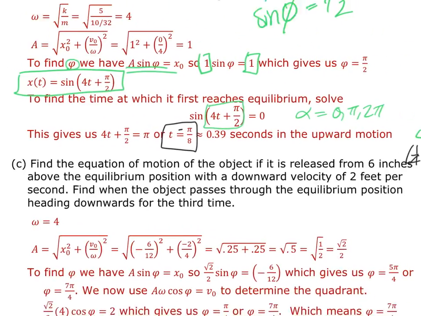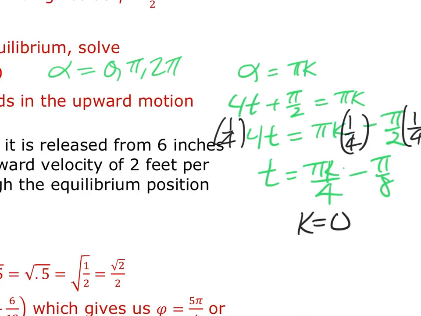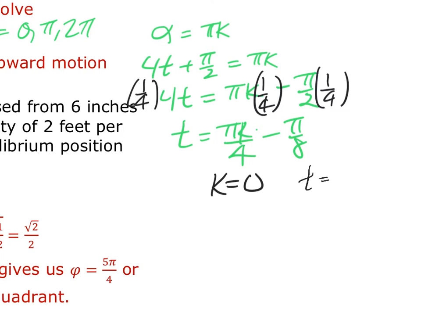So my final answer is pi over 8, or in other words, 0.39 of a second it takes to move upward from the down position to the point of equilibrium. You don't have to write negative? No, because negative means it's up. When we see negative, it means that we are moving upwards. But it says upward right there. Right. So we ended up with, when I put k equals 0, t is equal to negative pi over 8. That negative tells me I'm going up.